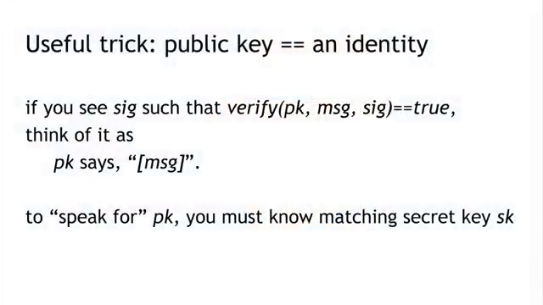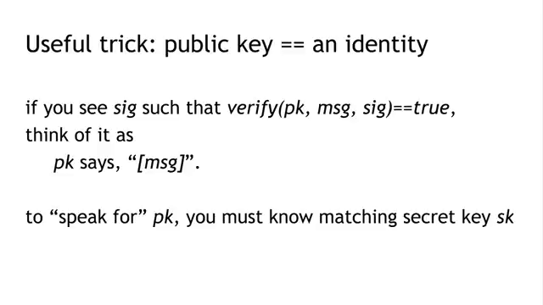And the useful trick is this. The idea is to take a public key, one of those public verification keys from a digital signature scheme, and equate that to an identity, that is, an identity of a person or an actor in a system. So if you see a signature that verifies correctly, that is, a signature such that you can verify with someone's public key that it is a signature on a particular message, then you can think of that as that public key saying the message.